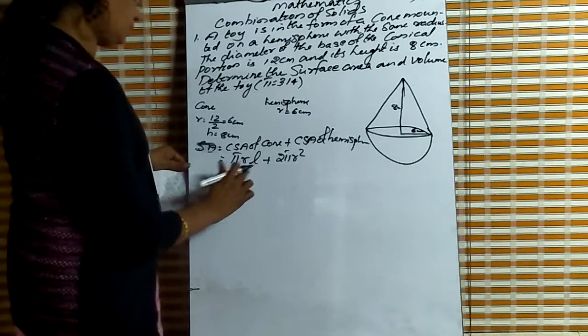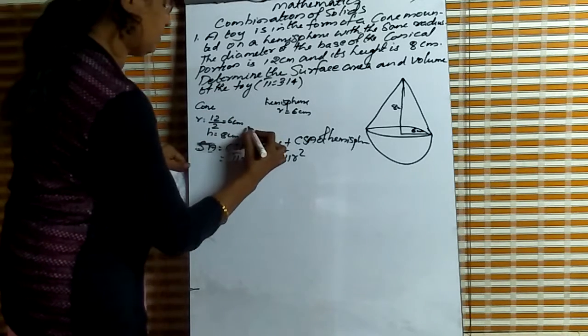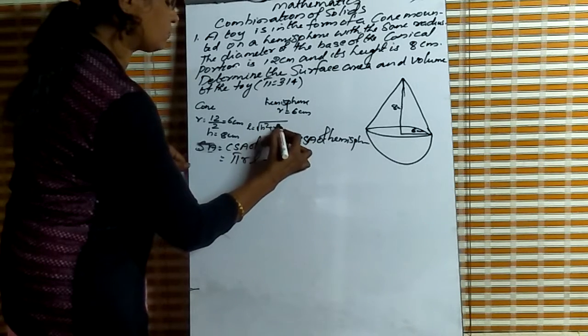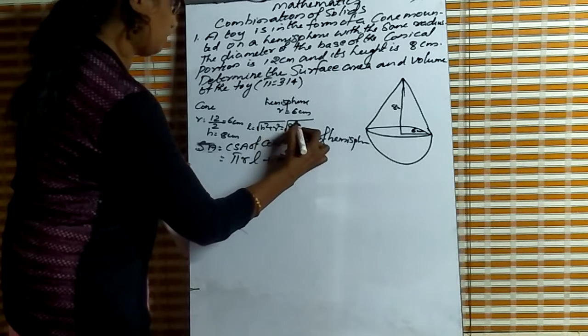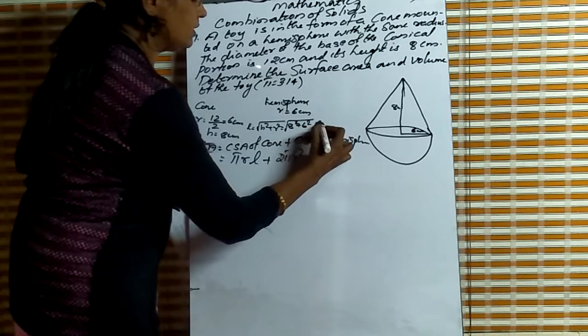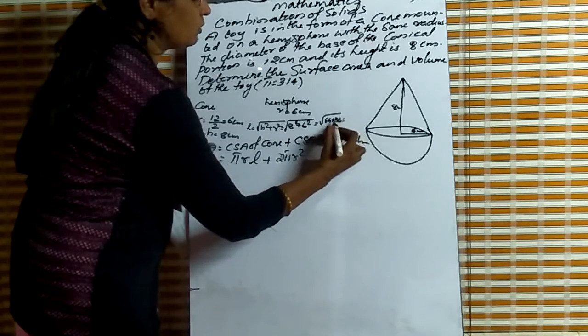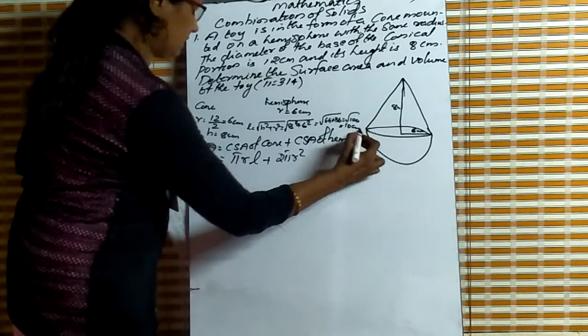But in the case of cone, we don't know L. To calculate L, r and h are given. L is equal to square root of h square plus r square, equals square root of 8 square plus 6 square, is equal to square root of 64 plus 36 is equal to 100. Square root of 100 is equal to 10 centimeter.